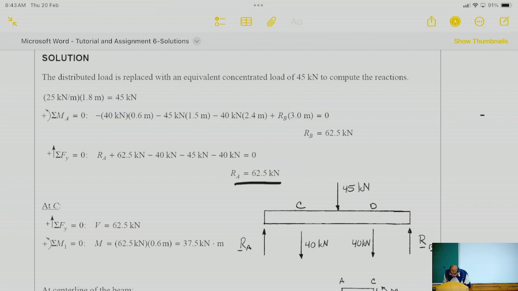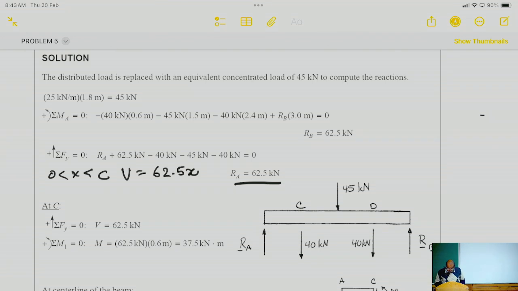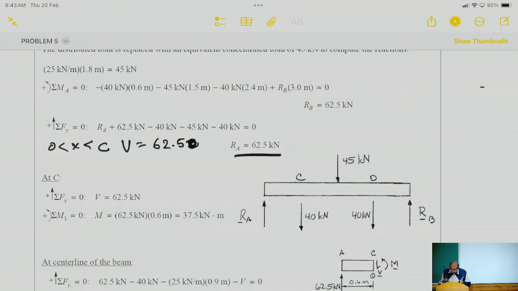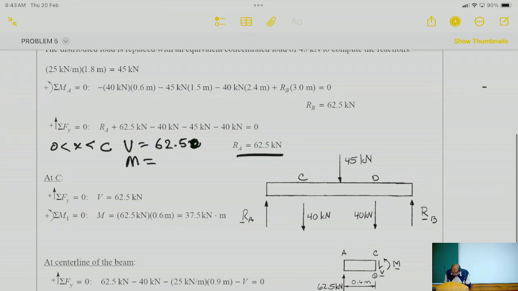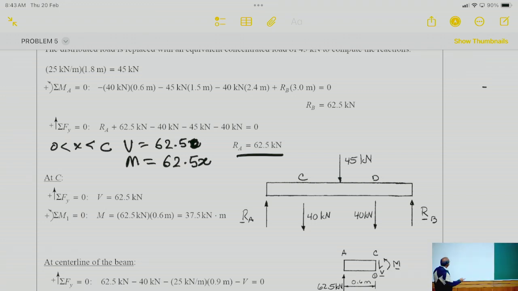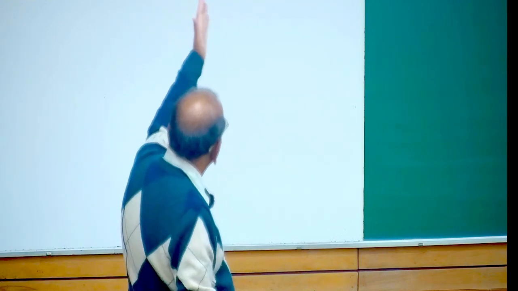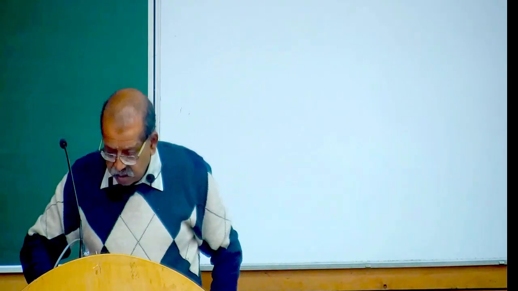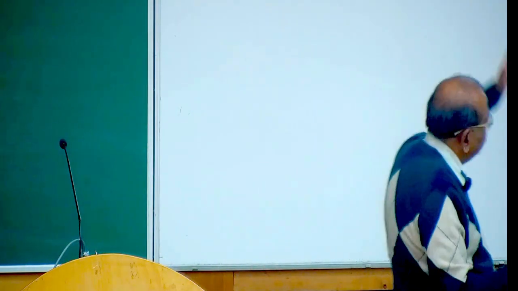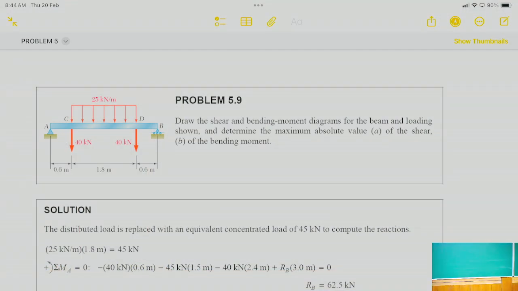then you start from 0 to C. Then V will be equal to 62.5. Sorry, there's a force of 62.5, so V will be just 62.5. And moment will be equal to 62.5x. Is that clear? From A to C, that is what you do. Now you have to move from C to D. If you look at the figure, A to C, nothing special is happening. So the expression stays the same.